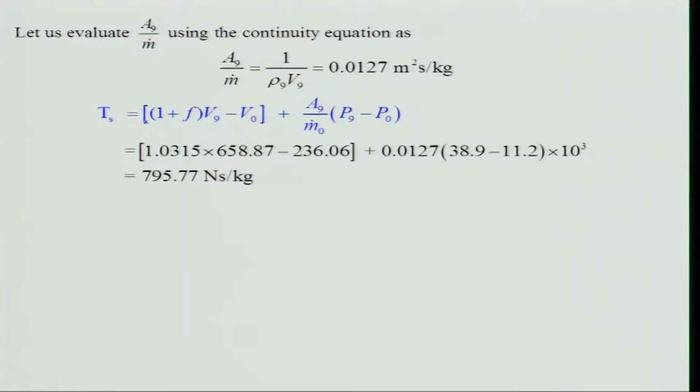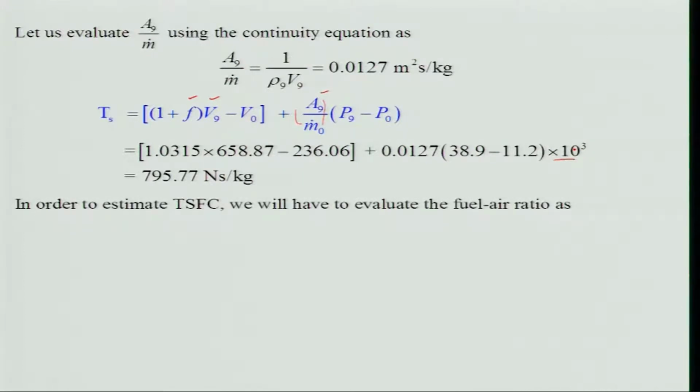Then we can get the specific thrust Ts equal to (1 plus f), f we have already evaluated, times V9, which we have evaluated, minus V naught, plus (A9 by m naught) times (P9 minus P naught), which we have already evaluated. Substitute those values and you will get 795.77 Newton second per kg. Keep in mind that when you are doing this you need to be careful about the pressure, because it will be in SI unit, that is kilopascal. Otherwise you will incur a blunder or error.